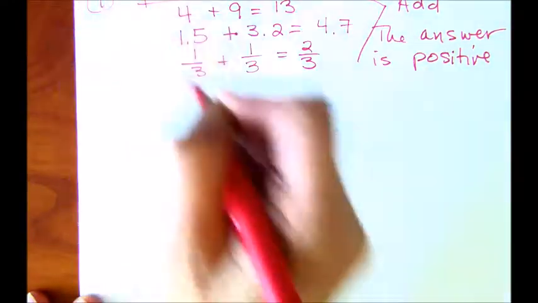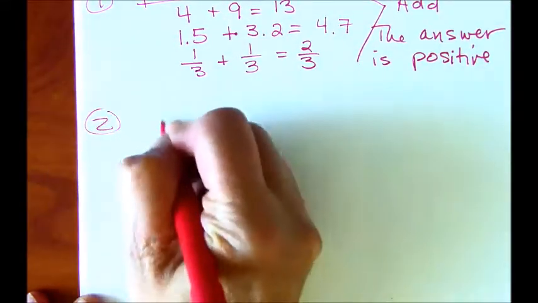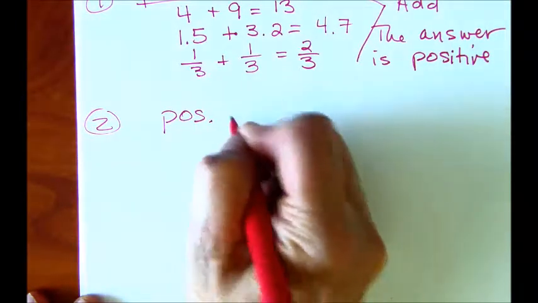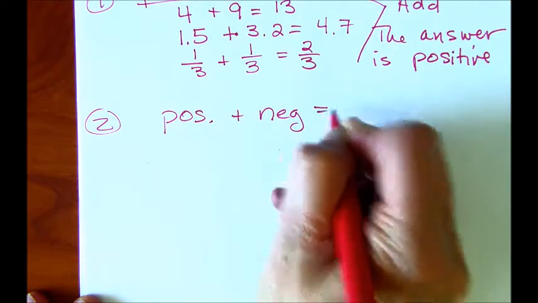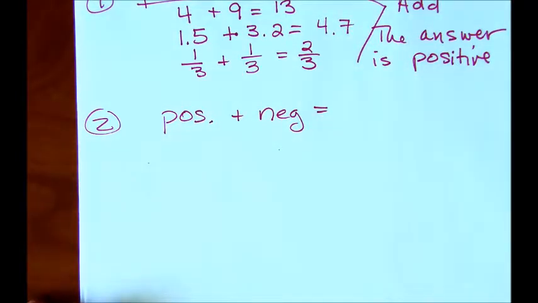Another is when you have a positive number plus a negative number. Now, there are three situations here. In one case, your answer is going to be a positive. In the second case, your answer is going to be a negative. And in the third case, your answer will be 0. So I'm going to give you examples for all three of those positive plus negative type problems.